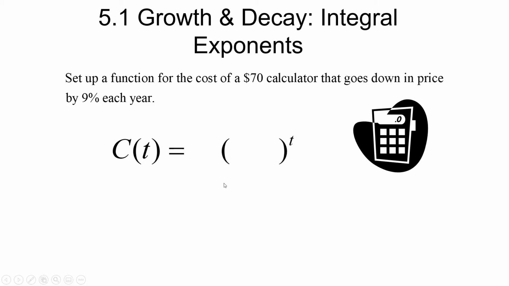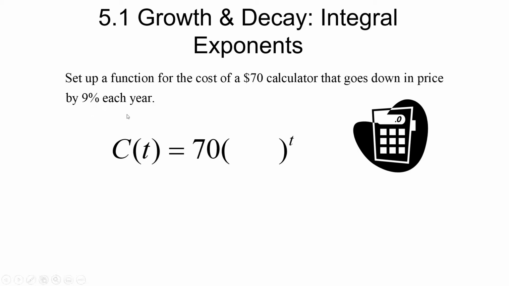I'm setting up my exponential model right here. And I hope you notice that what is my factor out here? It's always my initial cost, $70. And then in the parenthesis, I have my growth factor based upon my growth rate. Now, think about this one. The calculator is going down by 9%.